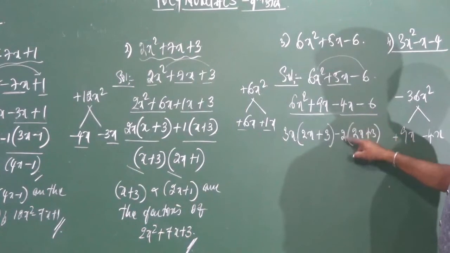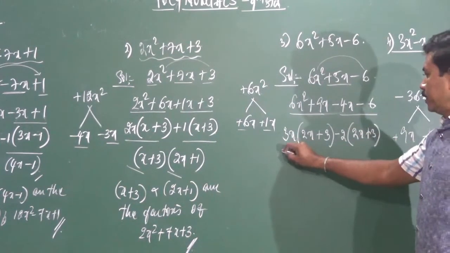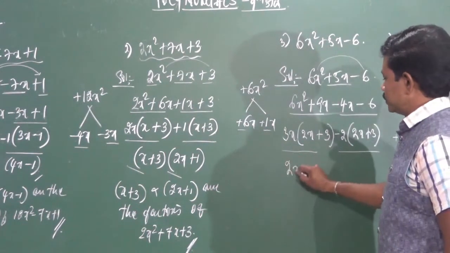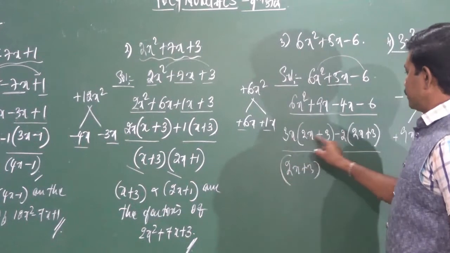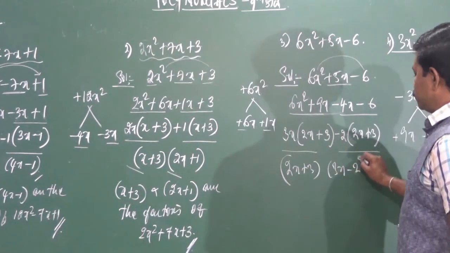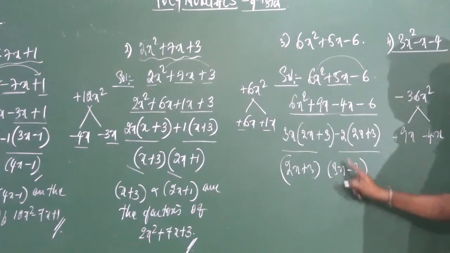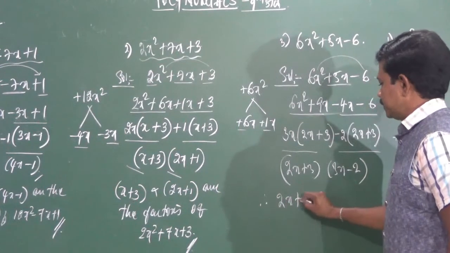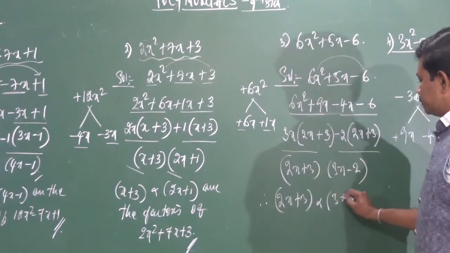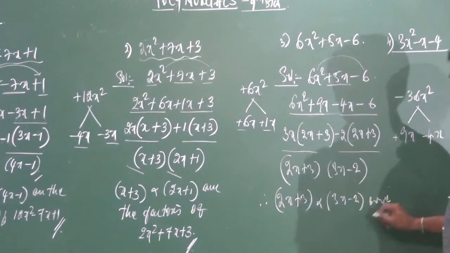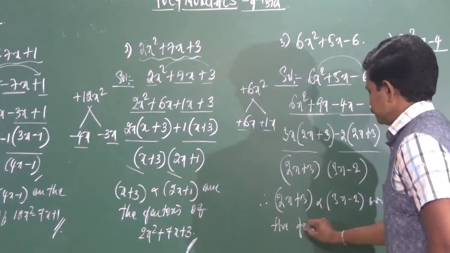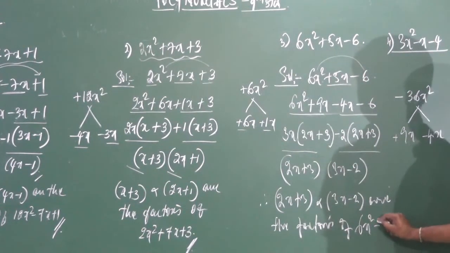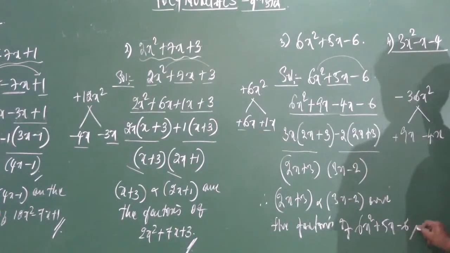Minus into plus is minus 2, 3 side is 6. So now, out of these two terms, we can take 2x plus 3 as common. So when we take 2x plus 3 as common here, we are left with 3x minus 2. So here, these two are the factors of 6x square plus 5x minus 6. So therefore, 2x plus 3 and 3x minus 2 are the factors of 6x square plus 5x minus 6, right?